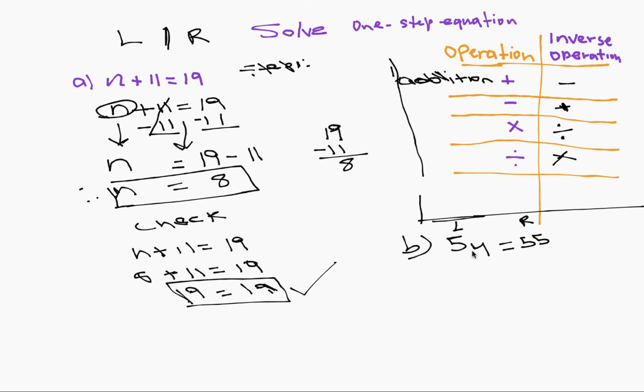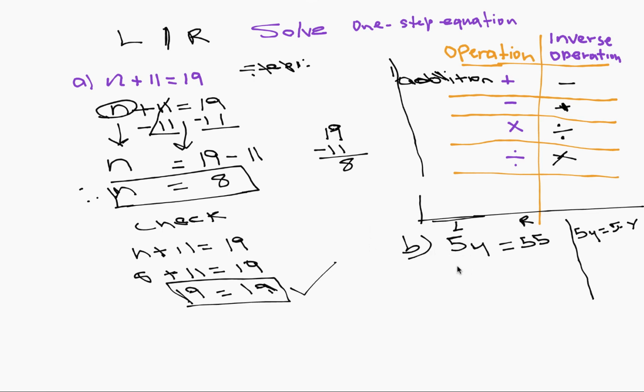So now what is the mathematical operation here? First, we must identify what is the mathematical operation for 5y? What is it? So we know 5y is the same as saying 5 multiplied by y. So therefore we know that the mathematical operation is multiplication, okay? So since we know it's multiplication, now what is the inverse operation of multiplication? Division. Voila, there you go.